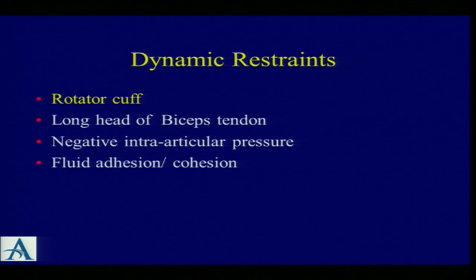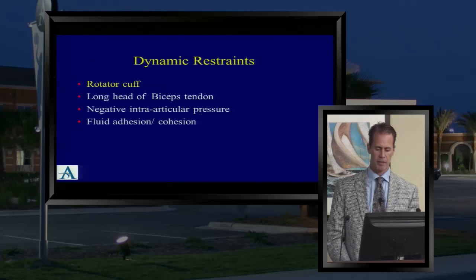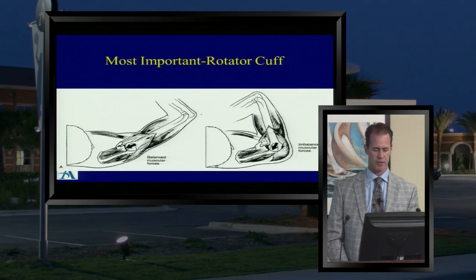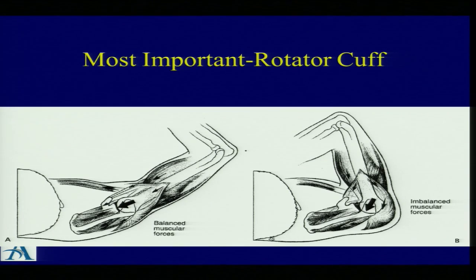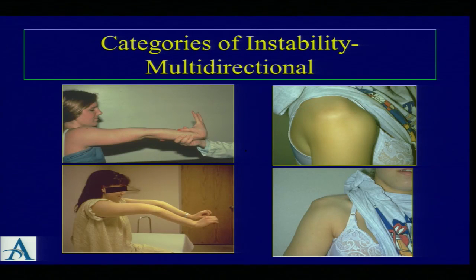Dynamically, there are multiple factors. The most often and most important talked about would, of course, be the rotator cuff, long head of the biceps. Negative intra-articular pressure and the fluid cohesion effect are really minor players in the dynamic stability of the shoulder. So it's of paramount importance, whether we're talking about treating these things through surgical means or non-operative means, that we have balanced muscular forces across the rotator cuff. Could be a talk all in and of itself.